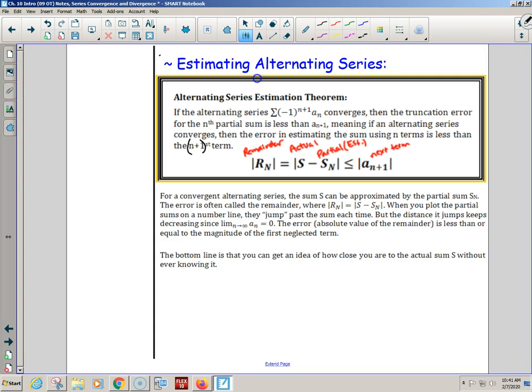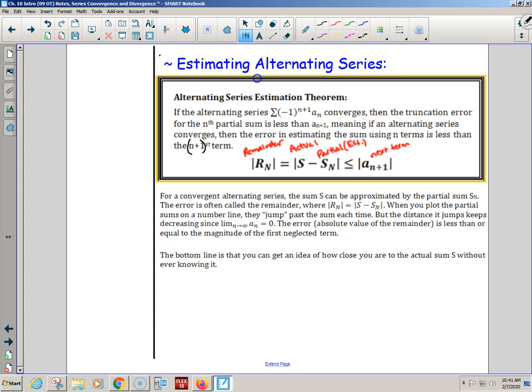So R sub n, the remainder or truncation error, is how far off you are from the actual sum. S is the infinite sum, the entire infinite series. S sub n is the partial sum, only using n terms. The error will be less than or equal to a sub n plus 1. All of a sudden, we now have an idea, for alternating series at least, that if we take the first 5 terms, 10 terms, 100 terms, we will have a bound of how far off we are.